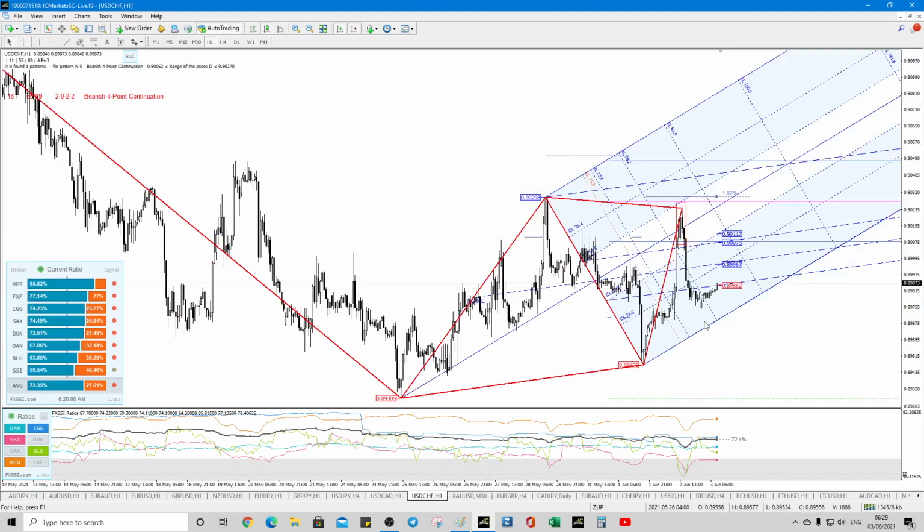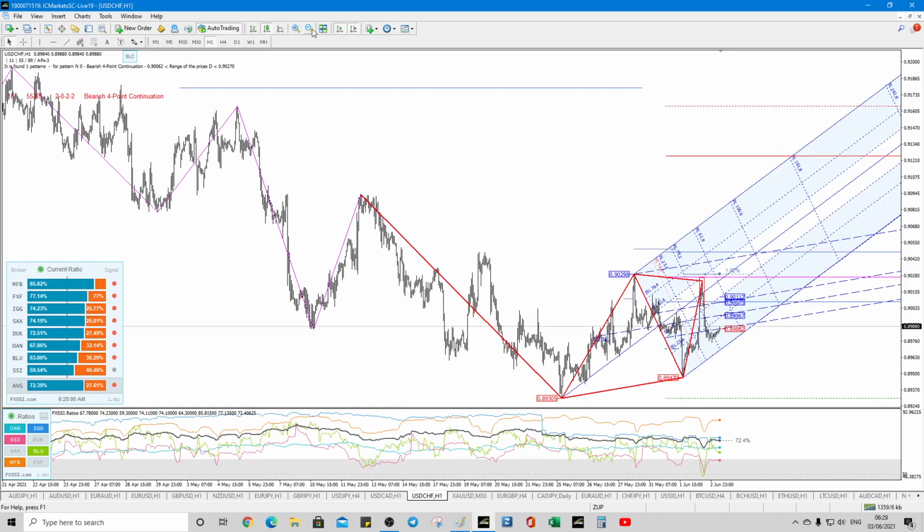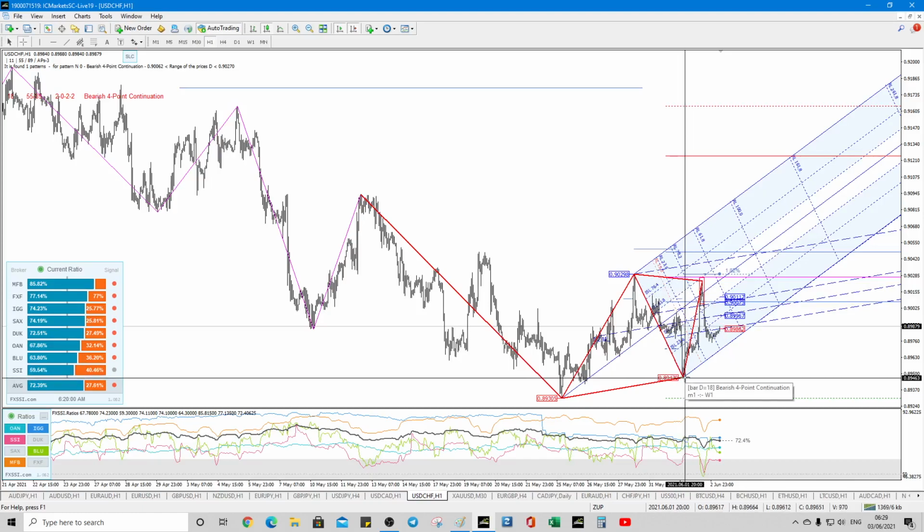Dollar Swiss support 89.86. Resistance SLC above, 90.30, and the one below is 89.19. It's just really sideways. We've got a bearish 4-point continuation, which is quite rare. It's simply saying that the price action hasn't really made a decent harmonic, and so we really should be zigzagging below, and then we can actually make a new harmonic.